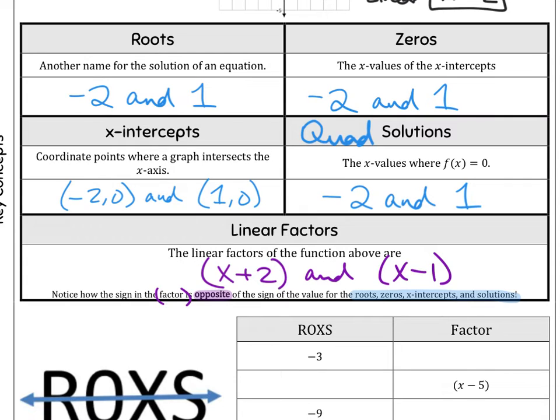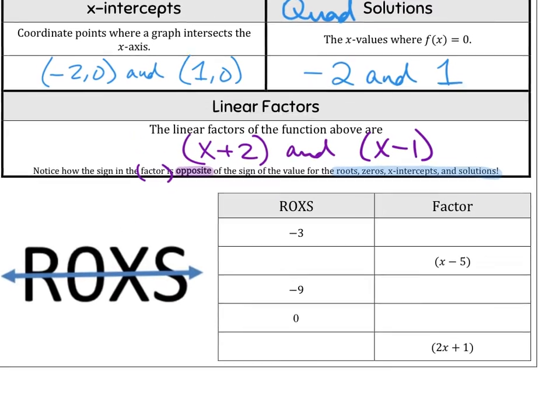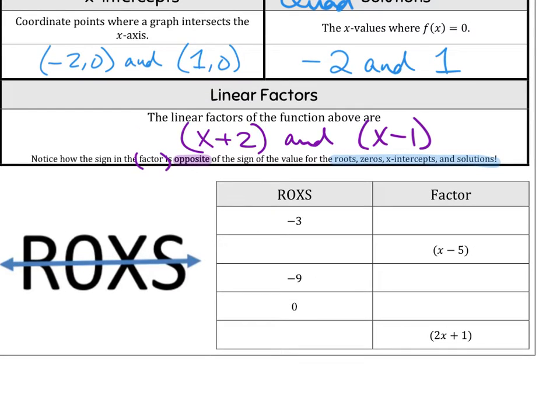Factors and solutions. So if you look down at this table right here, if I tell you that the roots, zeros, x-intercepts, and solutions were -3, what's the factor? X plus 3. X plus 3. Yeah, just literally the opposite sign. If the factor is x minus 5, what's the solution? 5. 5, the opposite sign.